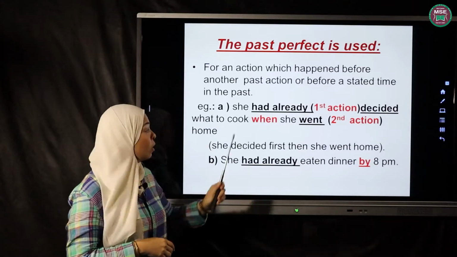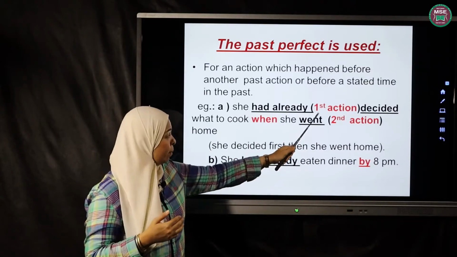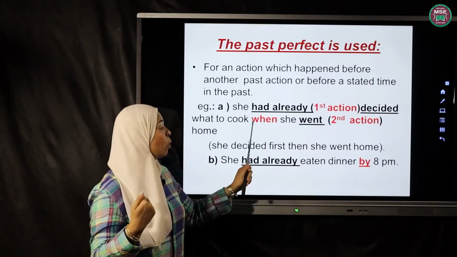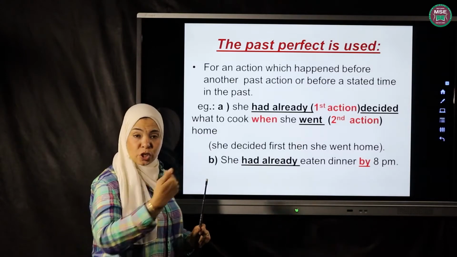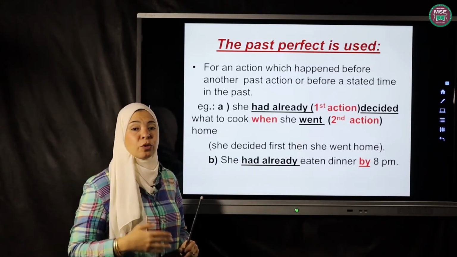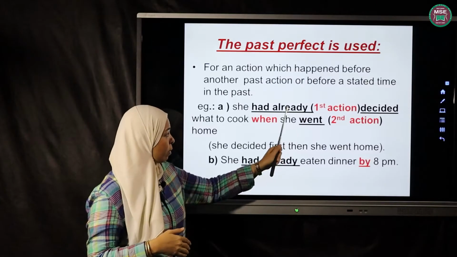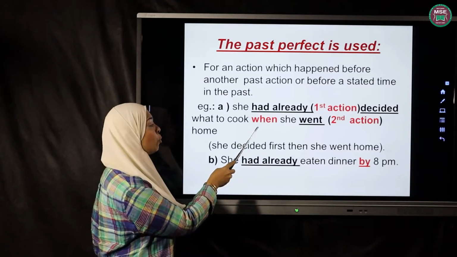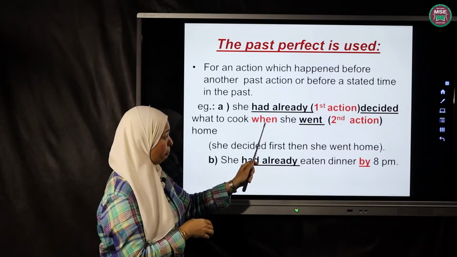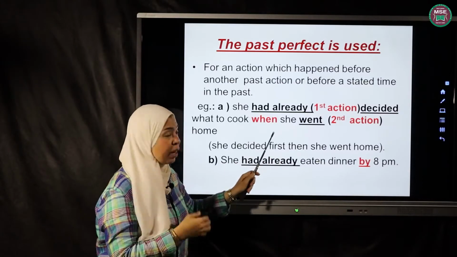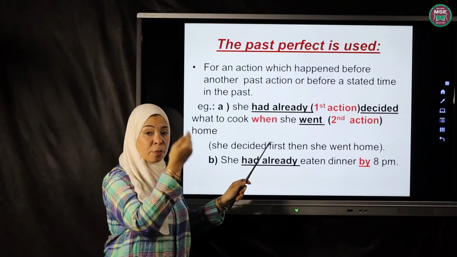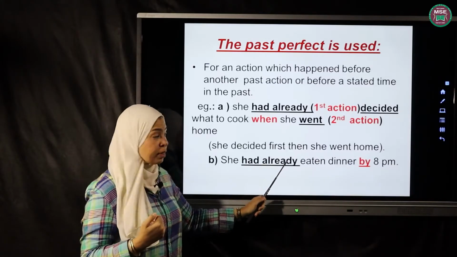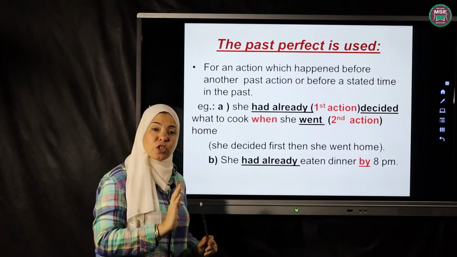The first example: she had already decided what to cook. This is the first action. She had decided first when she went home. When she went home, she had already decided what to cook. She had already decided, the previous action, in the past perfect; the second action in the past simple. We put when here in the middle of the sentence to refer that this action happened in the past, but we have another previous action that also finished in the past. She decided first, then she went home.